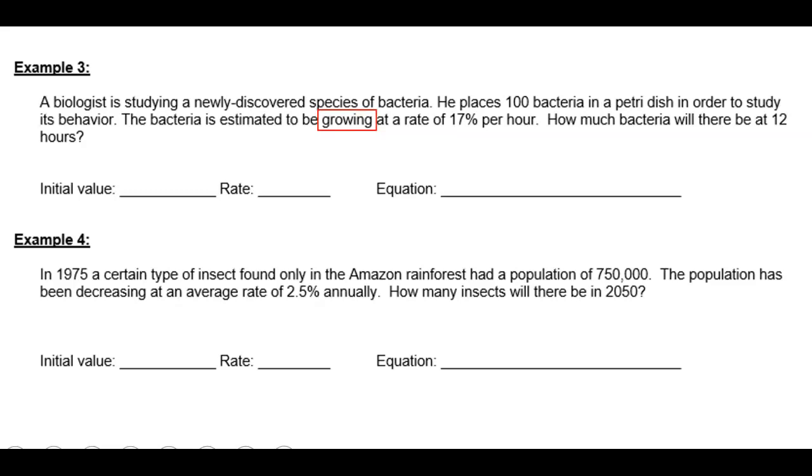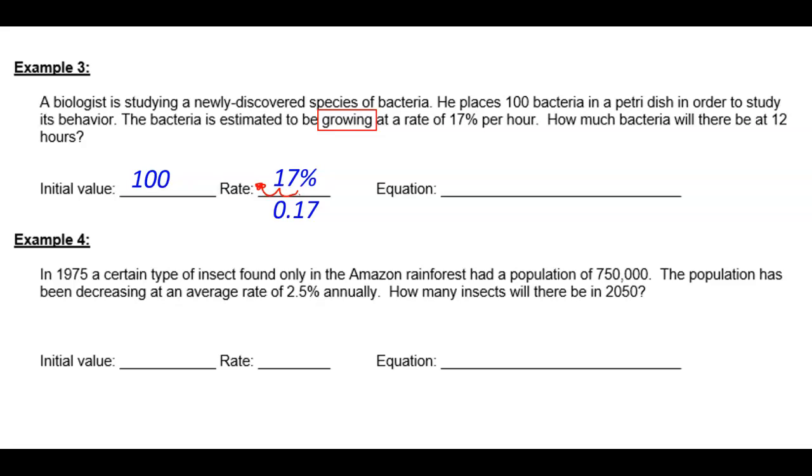What is my P? What's my initial value? How many bacteria do I start with? 100. Write it down. What's my rate in percentage? 17%. Now, can you turn that into a decimal for me? 2 to the left makes it 0.17. Is everyone familiar with how to turn a percentage into a decimal? We've done it a few times on Thursday and today.